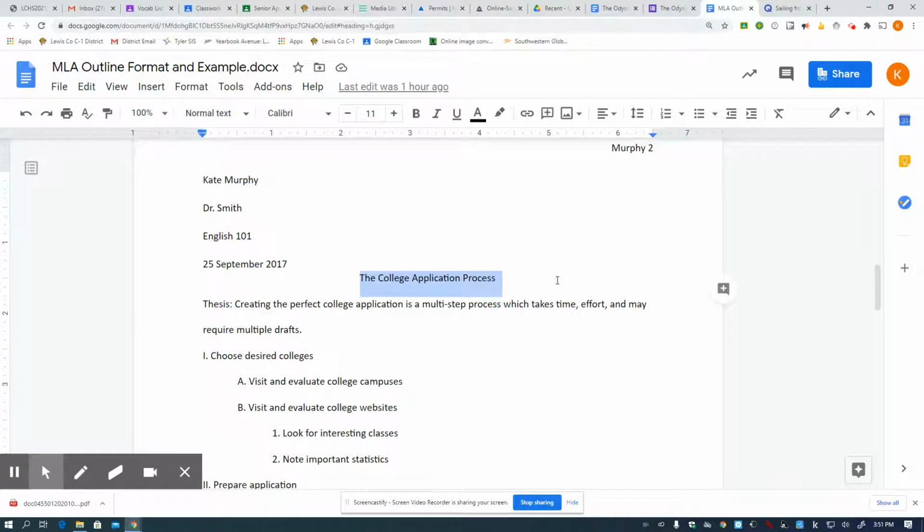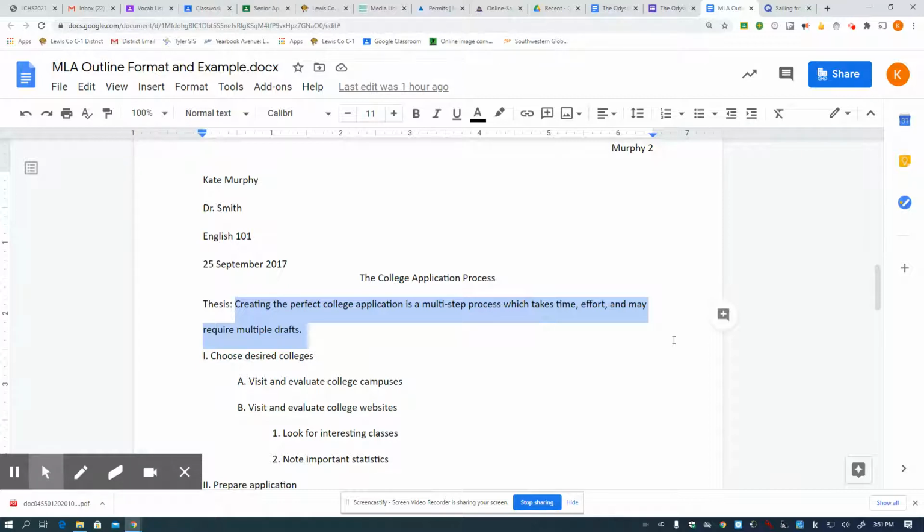Here we have the title of your paper, followed by the word thesis, and then the actual thesis statement. Creating the perfect college application is a multi-step process which takes time, effort, and may require multiple drafts.